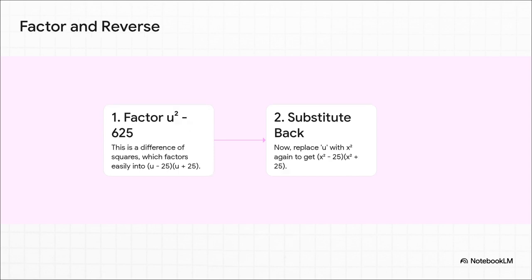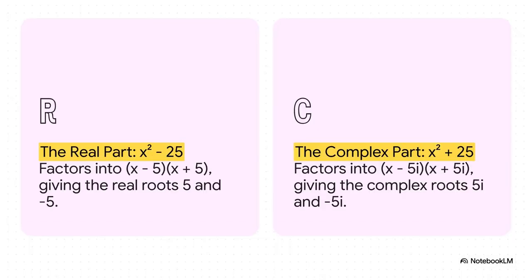Now, u squared minus 625, that should look pretty familiar. It's a classic difference of squares. So we can factor it really easily into u minus 25 times u plus 25. Now that we've factored it using u, it's time to substitute back. We just replace u with x squared again, and that gives us our two factors, x squared minus 25 and x squared plus 25. Let's solve each of these factors now.